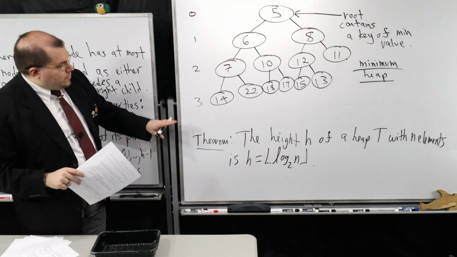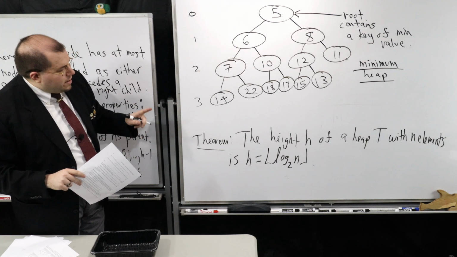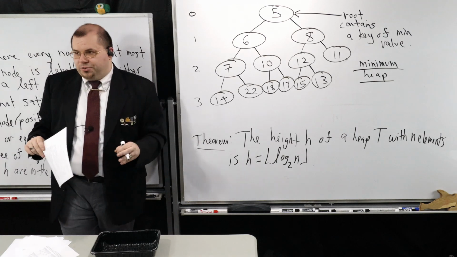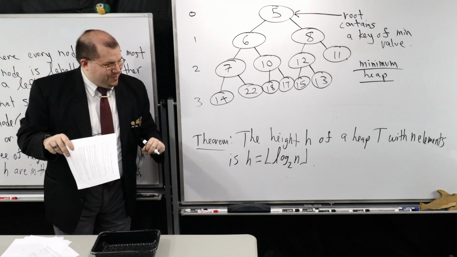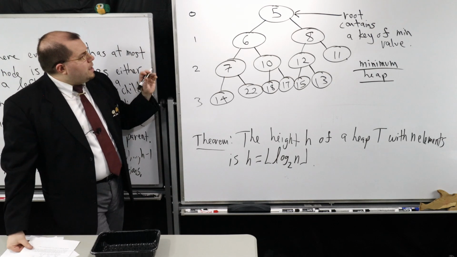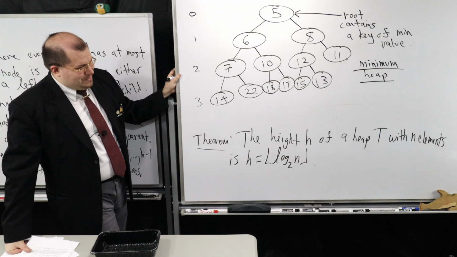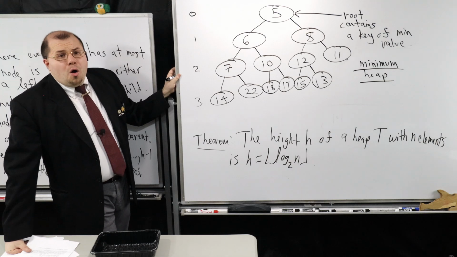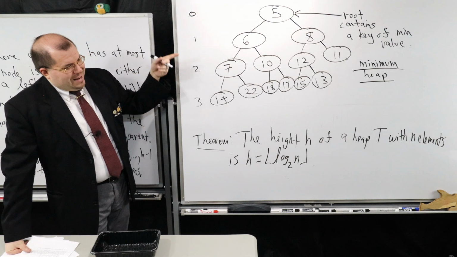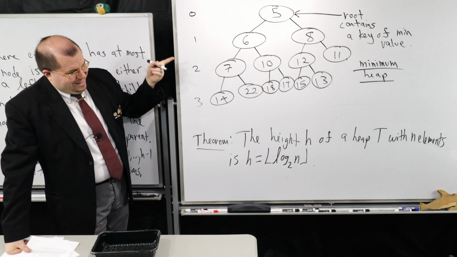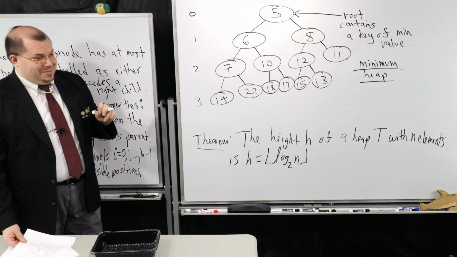So just to reiterate, the height h of a heap T with n elements is the floor of log base 2 of n. Remember, it just means I'm rounding down log base 2 of n. Now, I want you to think back to binary search trees. One thing you might have thought about is that often the operations involve the height of the tree. It's going to be no different here.